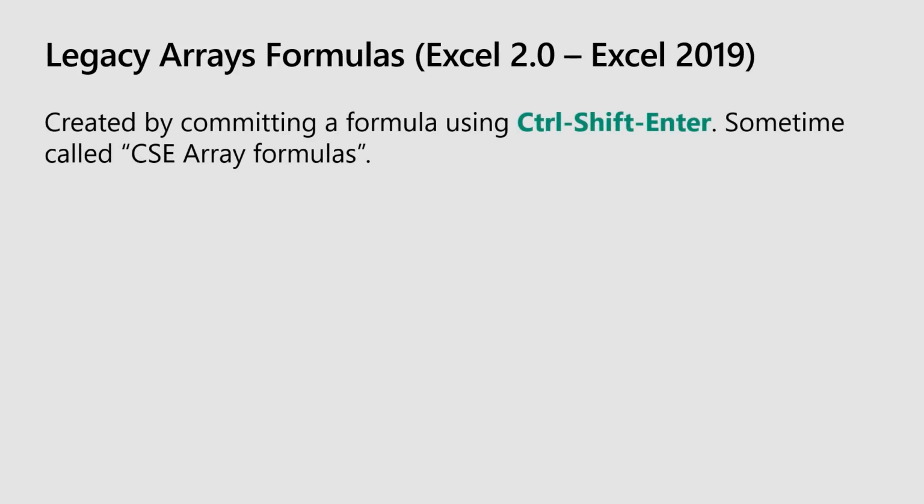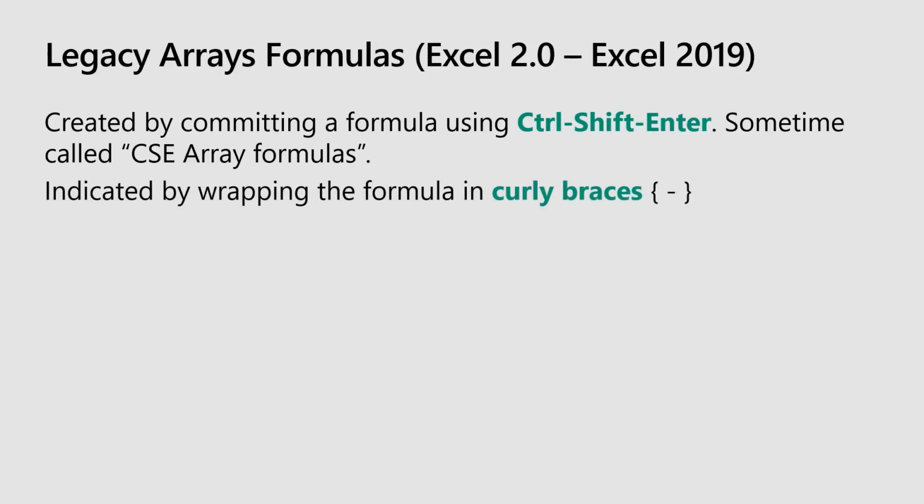So legacy array formulas, Excel 2 through Excel 2019. They were created by this keyboard shortcut, Control-Shift-Enter. So you write your formula and you press Control-Shift-Enter. And you get these curly braces around your formula. You see these curly braces like that. Okay? And what that really tells you is that Excel is going to use a different evaluation mode to evaluate that formula. Those Control-Shift-Entered formulas could span multiple cells. So you could say, select a block, hit Enter, Control-Shift-Enter, and give it a big range, and it would end up committing that to that range.